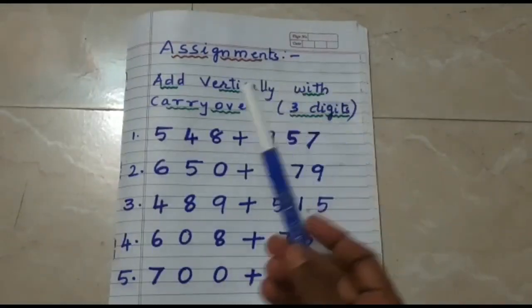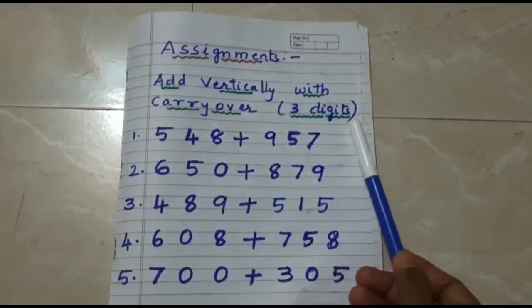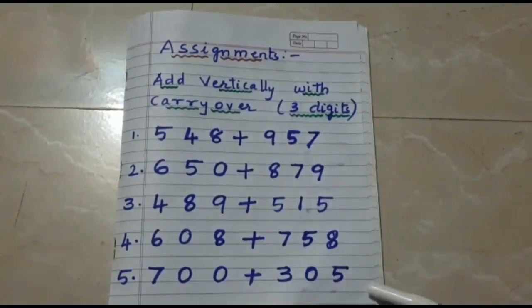Students, here is the assignment for add vertically with carryover of 3 digits. Here I have given 5 questions. These 5 questions you are going to do neatly in your notebook by drawing columns, by putting correct place value to the respective digits, and complete all the questions in your notebook without fail.